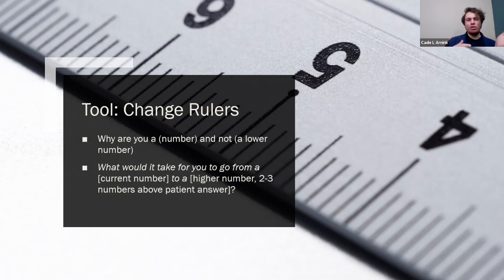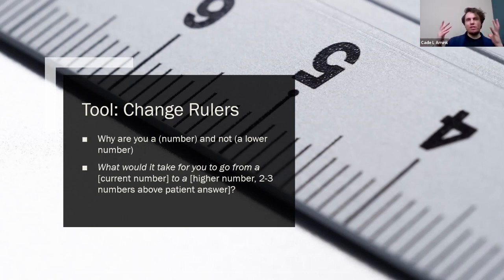It doesn't matter what number they give you. It could be a 2, a 3, a 5, a 6, a 10, whatever number they give you, we ask, why are you at, say, a 6 and not a lower number like a 3 or a 4? The value of the ruler lies in these follow-up questions. Another follow-up question we could ask is, what would it take for you to go from a 6 to a higher number like a 7 or an 8?